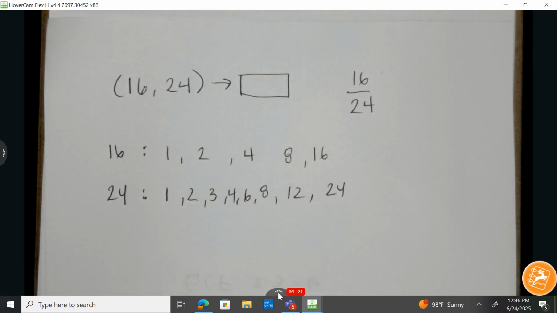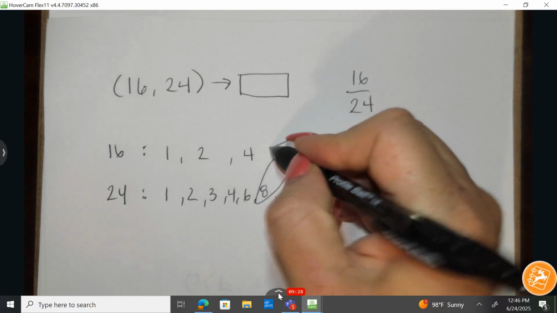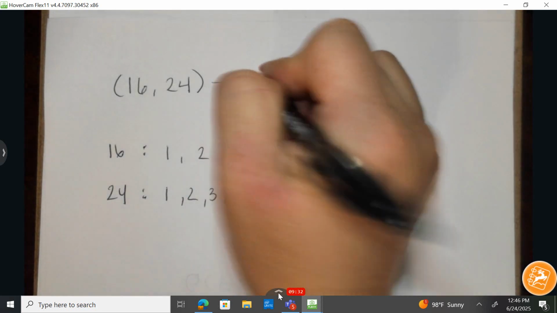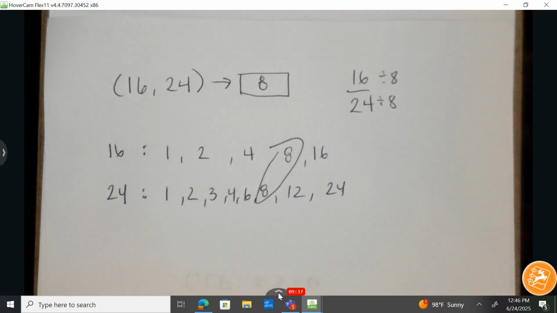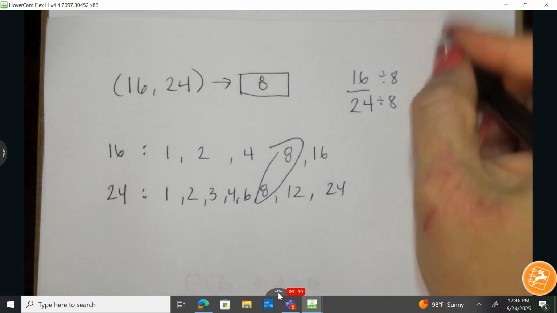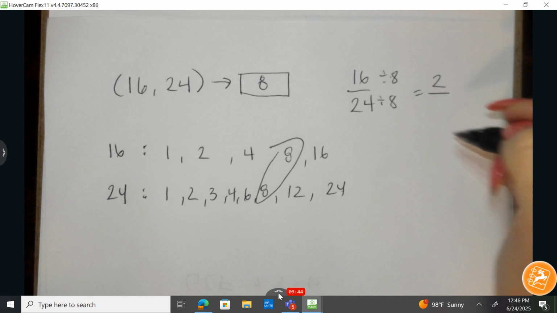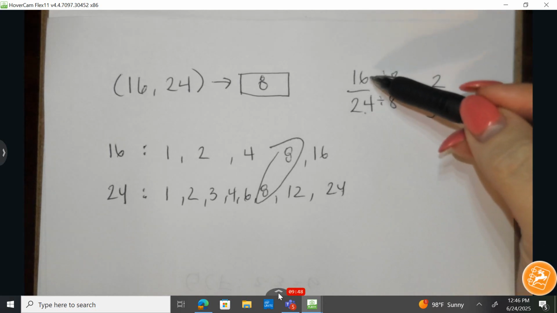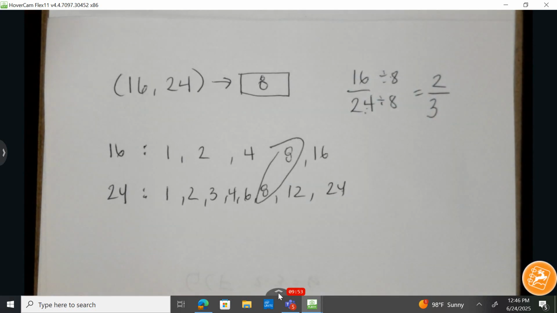I've listed the factors, and now I'm going to find the largest common value. So they do not have an 18 or 36. Oh, here we go. Here's my 8. So the GCF of 16 and 24 is 8. That's the greatest common factor. Now I'm going to divide the numerator, the top number, and the denominator, the bottom number, by the GCF. 16 divided by 8 is going to result in a value of 2, and 24 divided by 8 will result in 3. So 16 over 24 is fully reduced into the fraction 2 over 3.